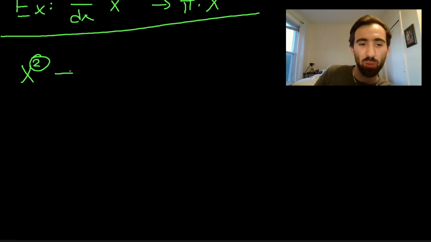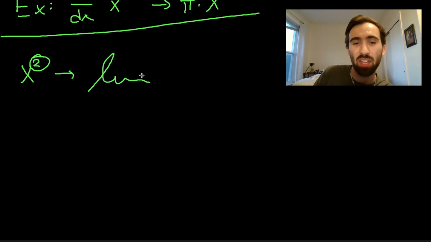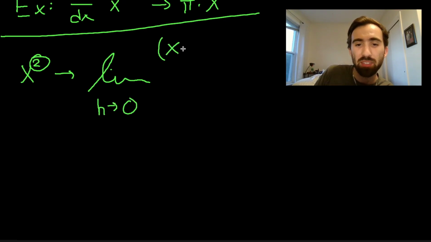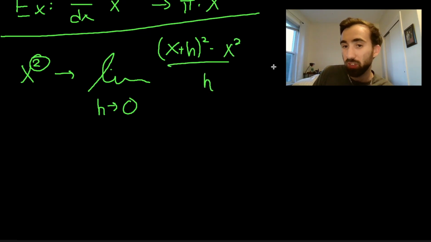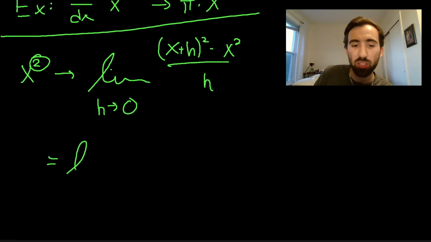Okay, well, the limit definition says if I take the limit as h approaches 0 of (x plus h) squared minus x squared, divided by h, well, that should give us our derivative. This isn't so bad. Let's just simplify this out. This is equal to the limit as h approaches 0.